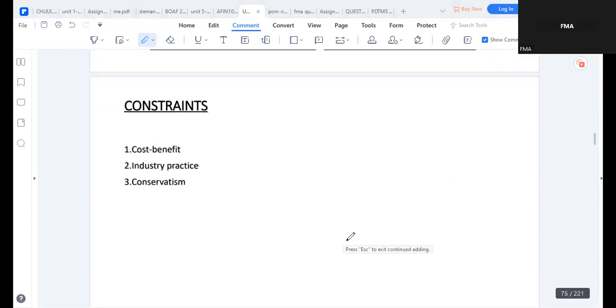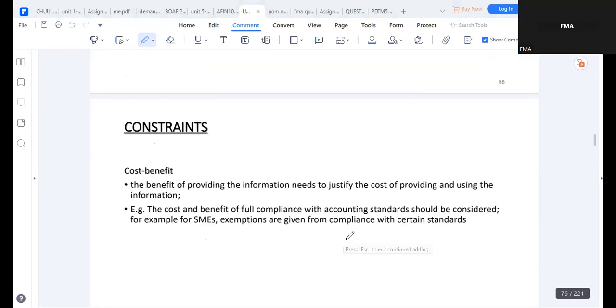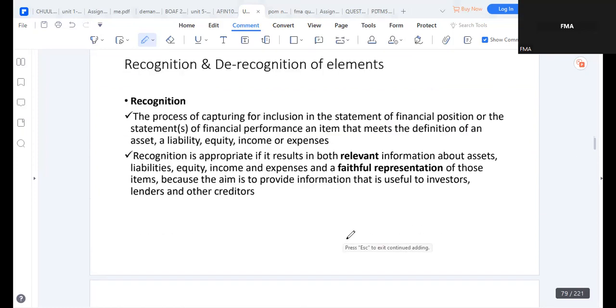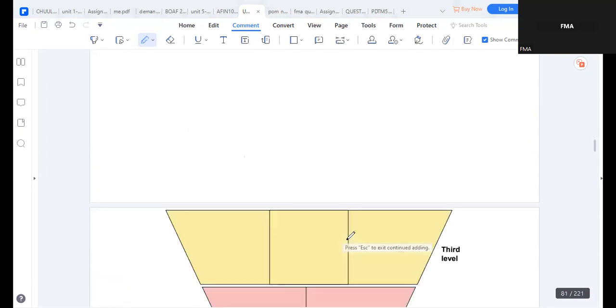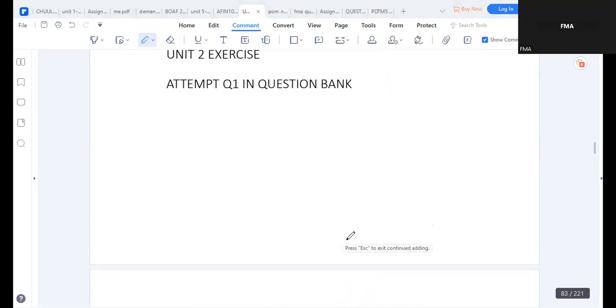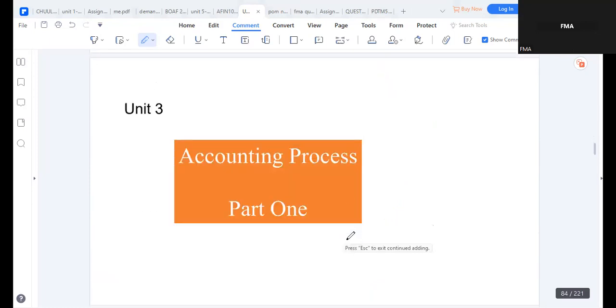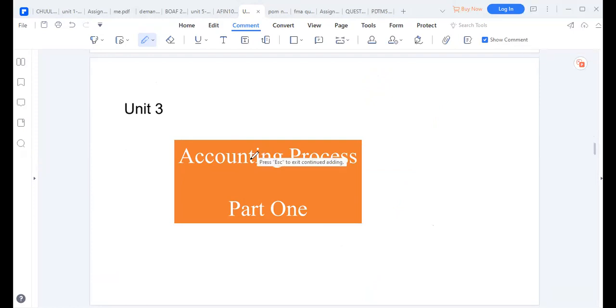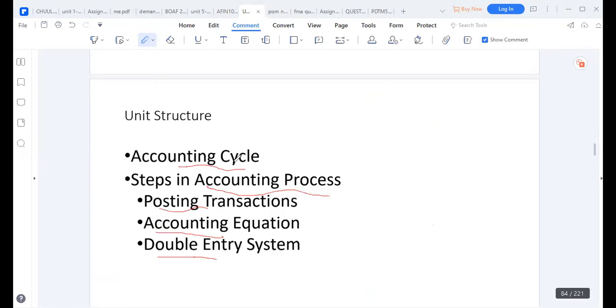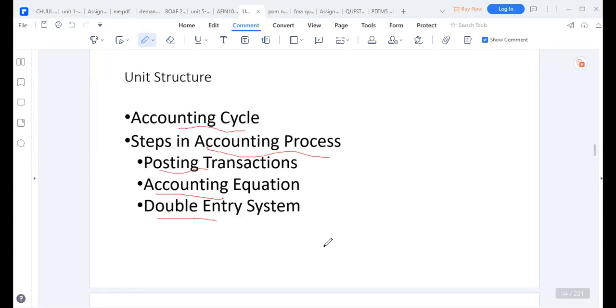So this is the theoretical part that you needed to know. I tried to simplify it as much as I could. Then finally, we go to the accounting process. So at 2030, we'll be looking at Unit 4, which looks at the actual accounting. So the accounting process has a cycle, which is called the accounting cycle. The steps in accounting: the posting of transactions, the accounting equation, and the double entry system.